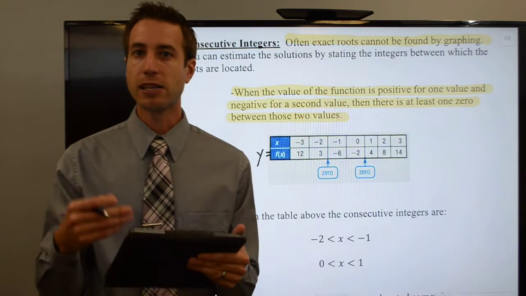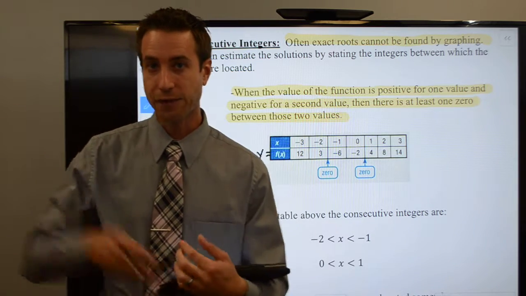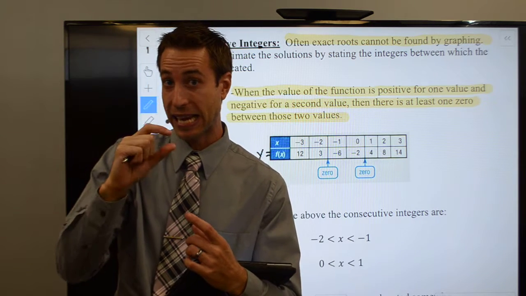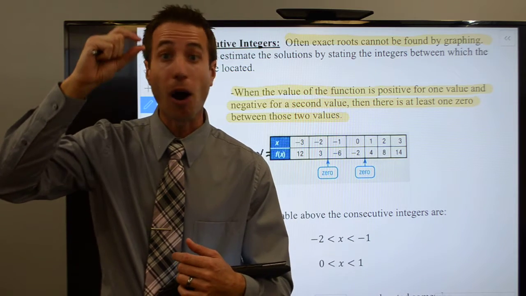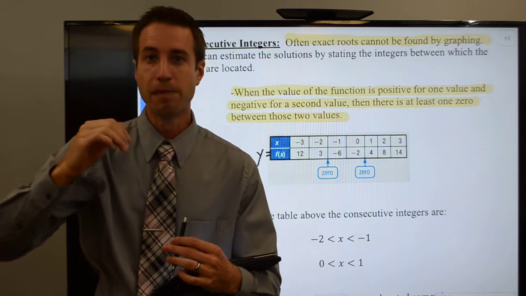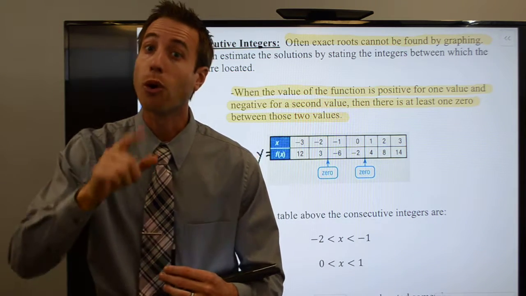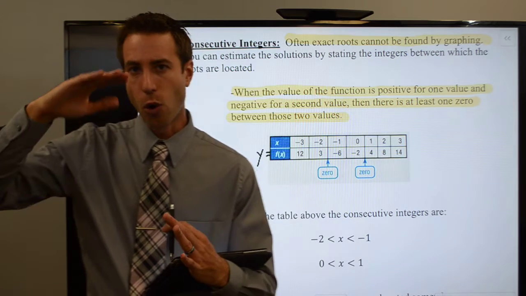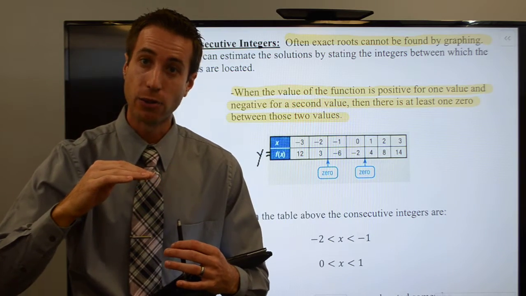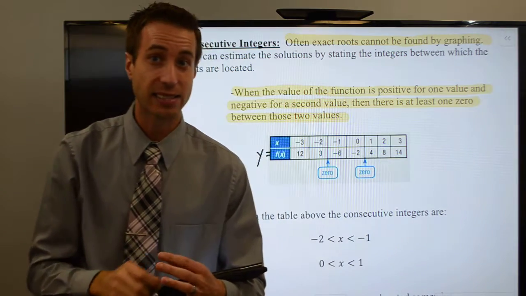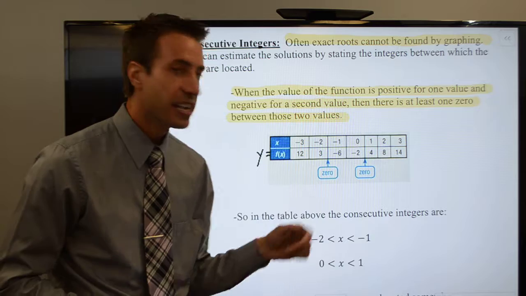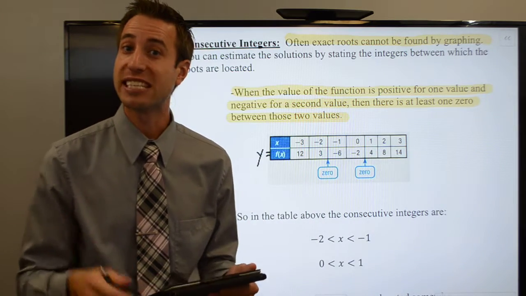You know that you must cross the x-axis, right? You have to cross that x-axis if your y value goes from being negative to all of a sudden being positive. The only way you go from a negative number on the y-axis to a positive number is if you cross the x-axis. Or vice versa, the other direction, right? The only way you go from being a positive y value to a negative y value is if you cross the x-axis. So what you're looking for in this y row is a change in sign.